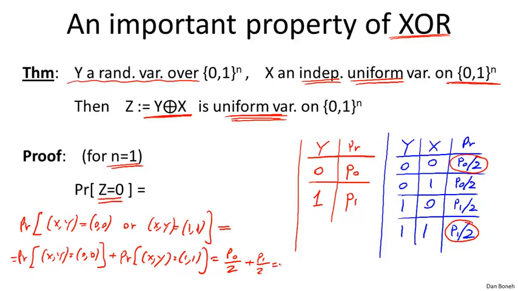But what do we know about P0 and P1? Well, it's a probability distribution. Therefore, P0 plus P1 must equal 1. And therefore, this fraction here must equal 1/2. So the sum of these two terms must equal 1/2. And we're done. Basically, we proved that the probability that z is equal to 0 is 1/2. Therefore, the probability that z is equal to 1 is also 1/2. Therefore, z is a uniform random variable. So this simple theorem is the main reason why XOR is so useful in cryptography.